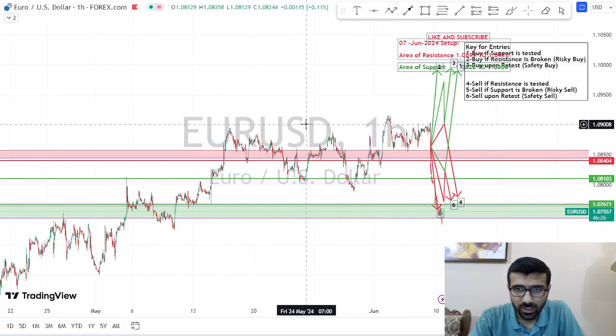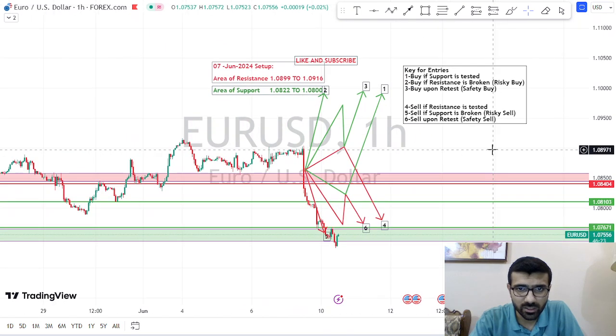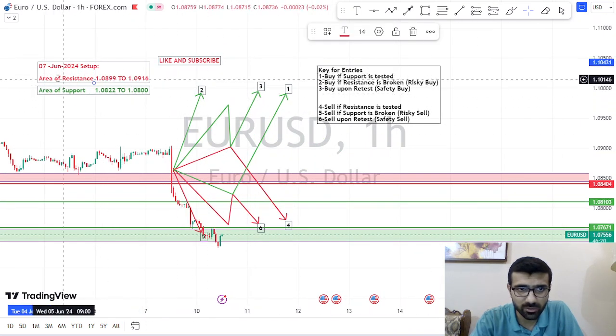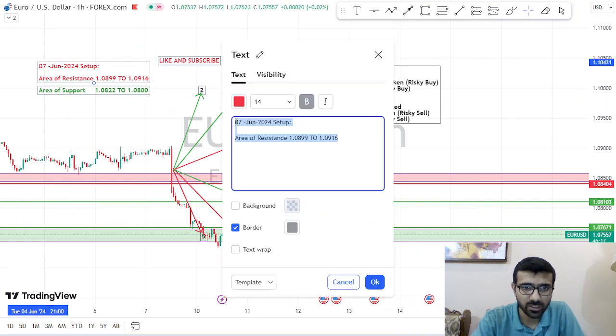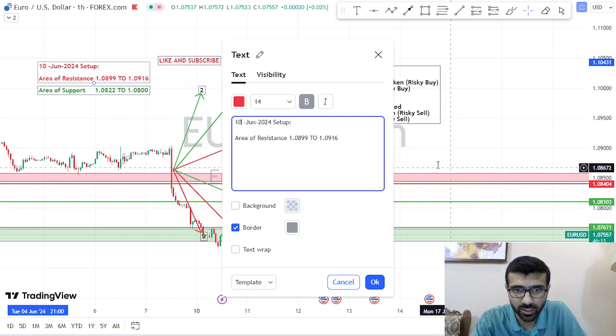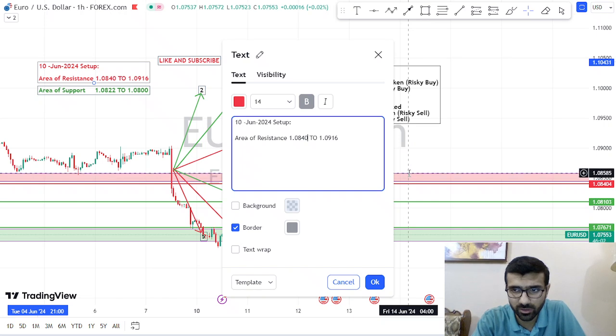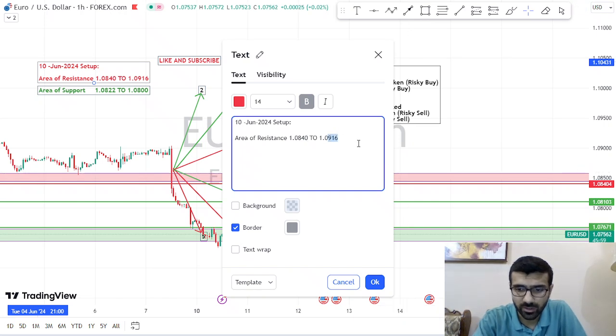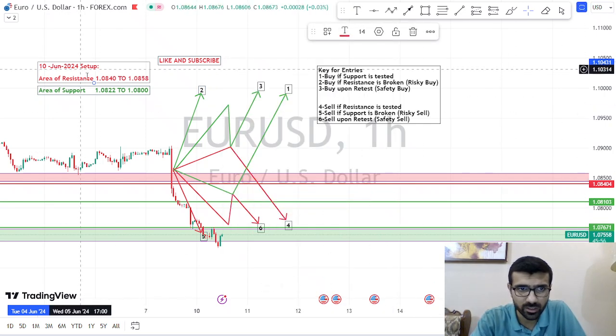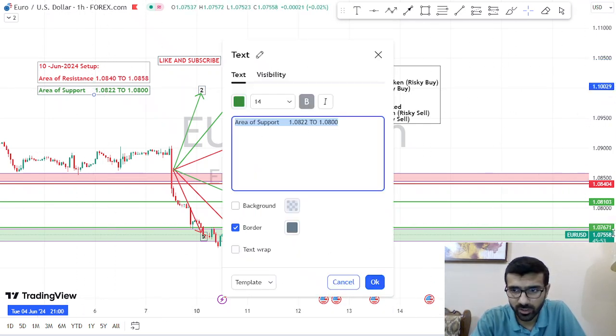Now let us write down the new areas of resistance for the 10th of June, which is today. The area of resistance is 1.0840, and the major area of resistance is 1.0858, and the area of support is 1.0767, and the major area of support is 1.0744.